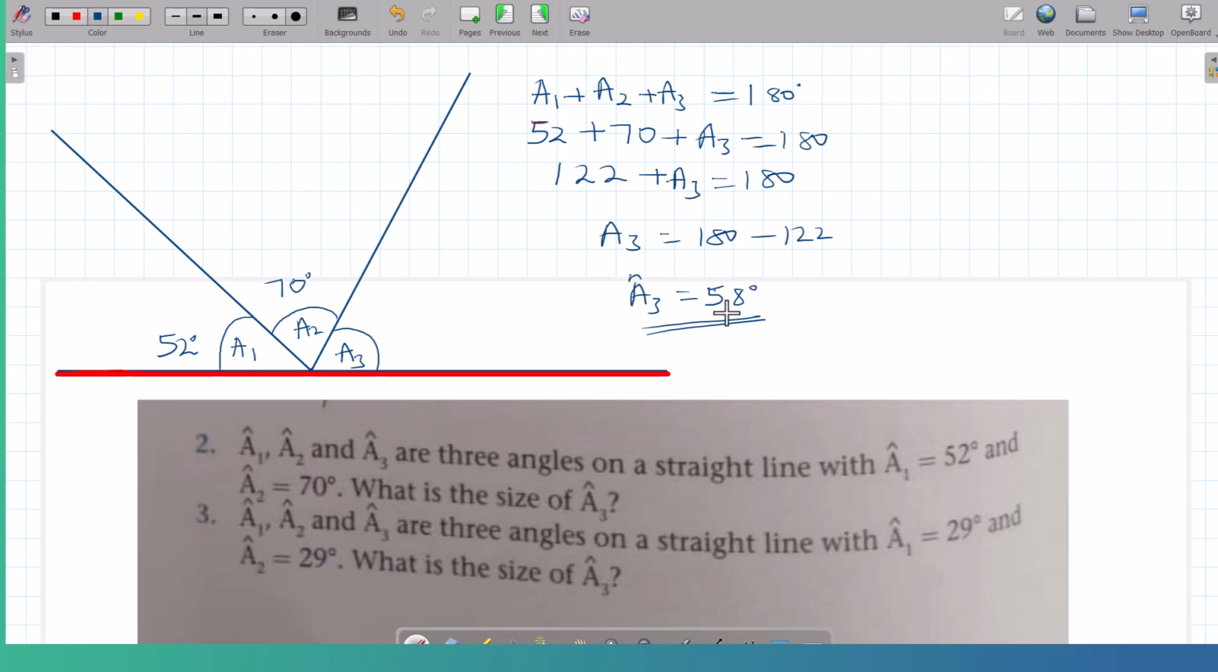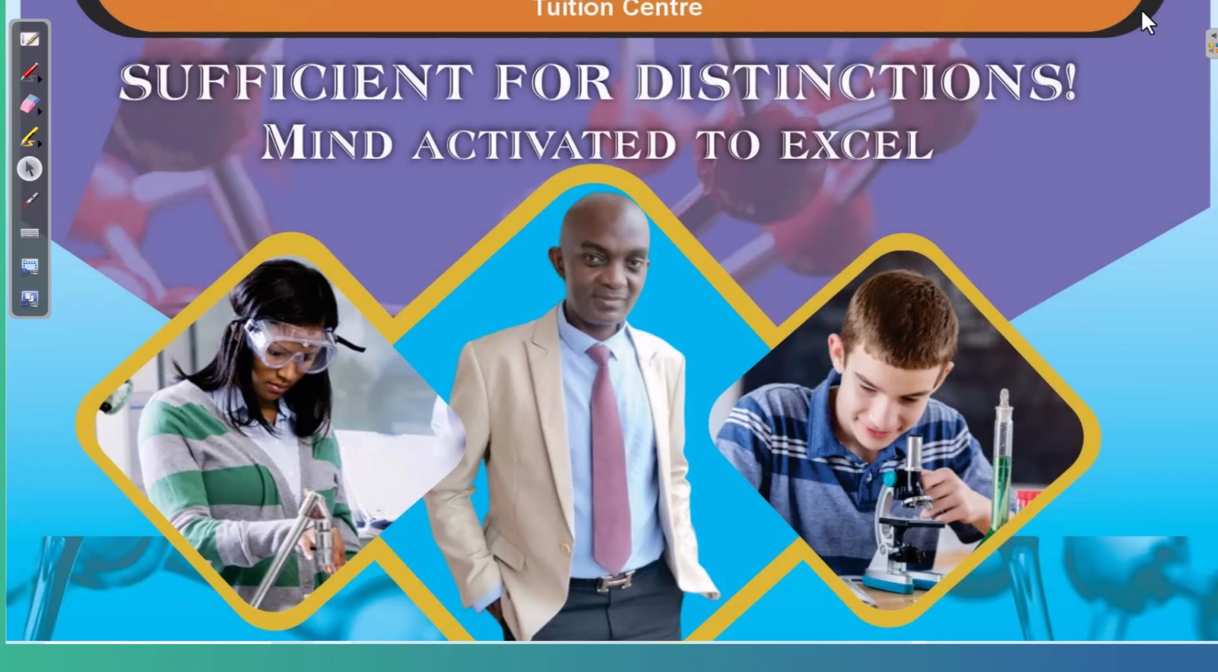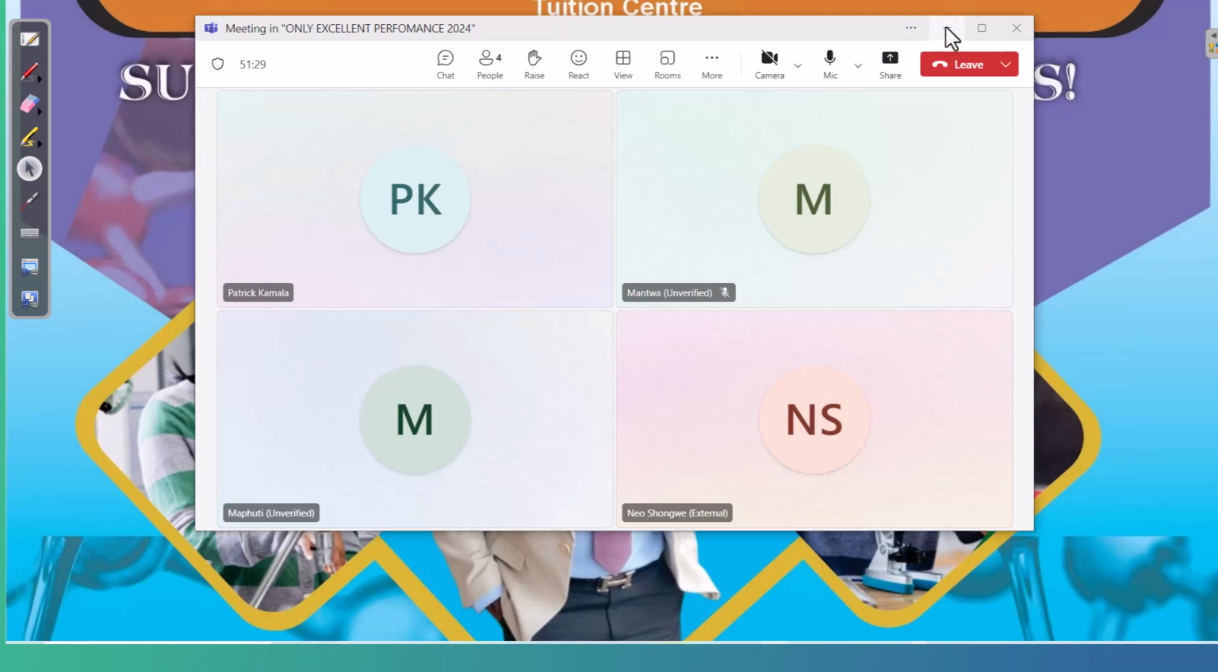Hope we are together now. Okay, I'm going now to the other work, which I think is from either Neo or this other person, or Maputi. Are you done writing, guys? In your book, you must draw these angles like this, so you can check and see them properly. Can I go to the next worksheet now? Okay, thank you.